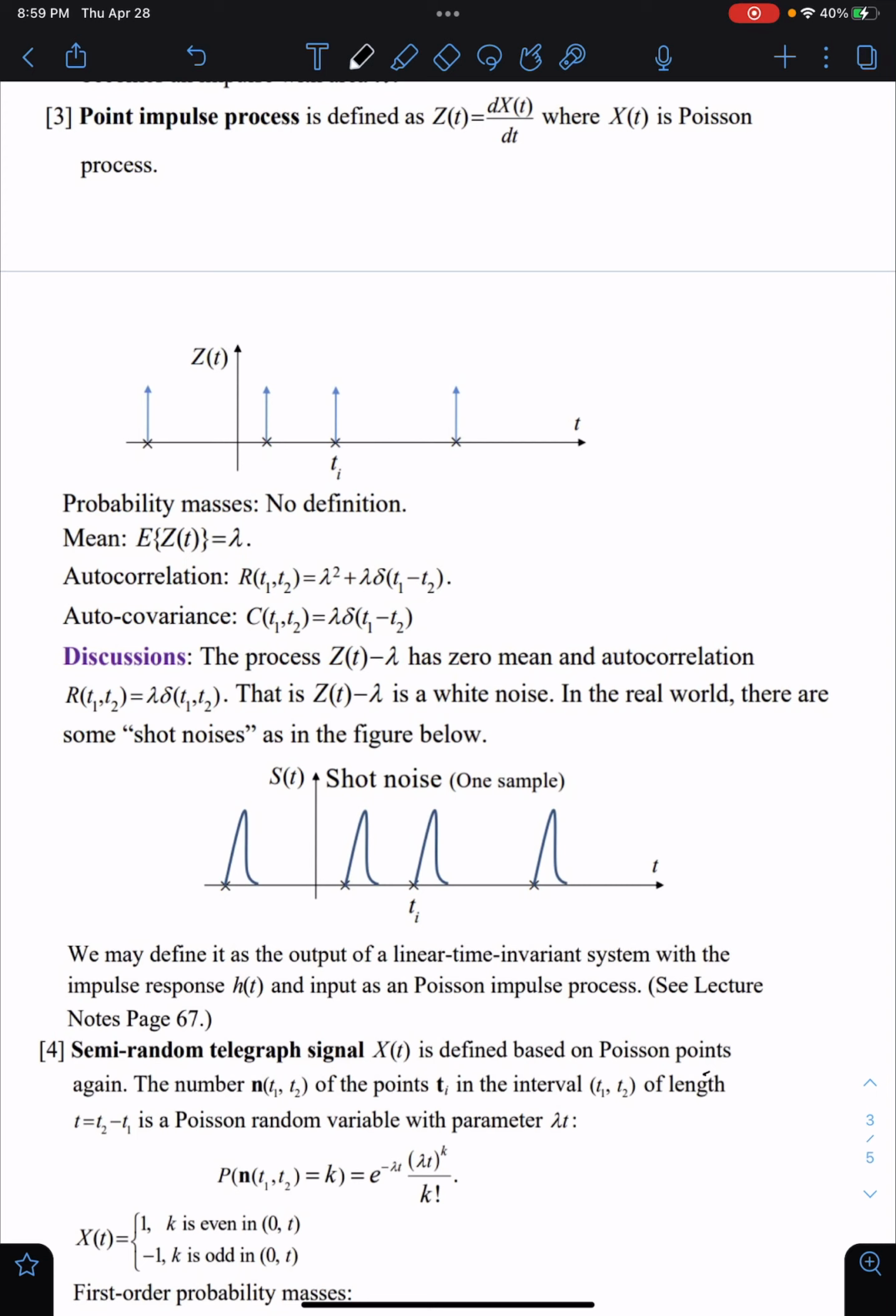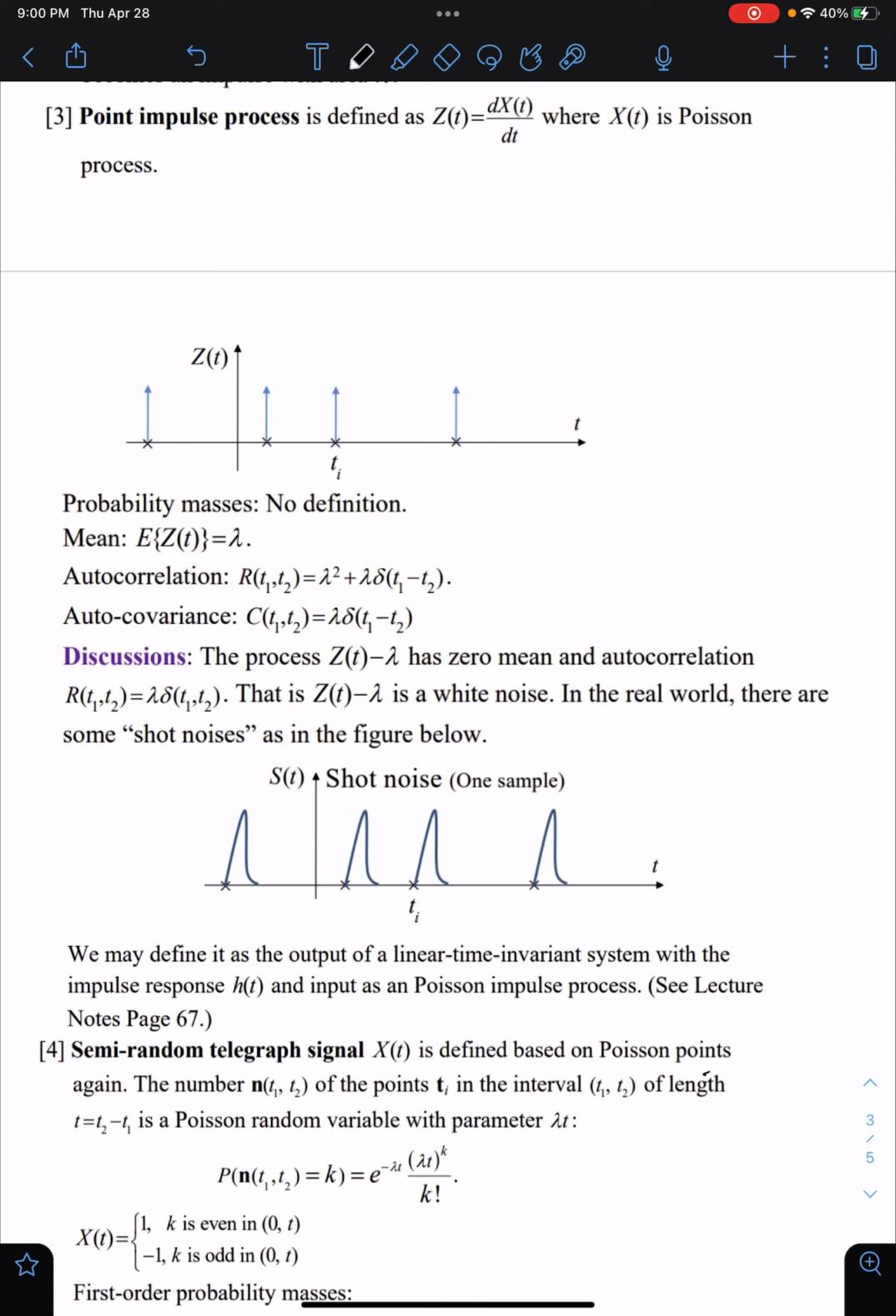We can draw the graph of big Z(t), and at each time ti we have impulse functions. So we don't have probability mass functions because the impulse functions don't have mass functions. And then the mean of Z(t) equals lambda, the autocorrelation equals lambda squared plus lambda times delta(t1 minus t2), and the autocovariance equals lambda times delta(t1 minus t2).